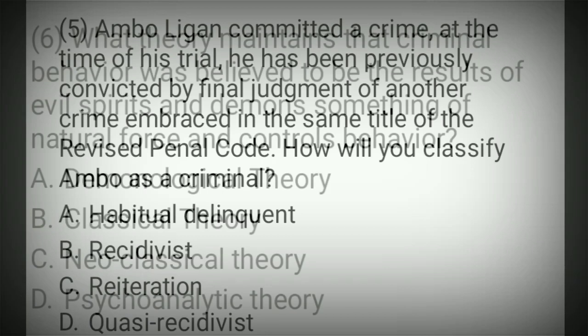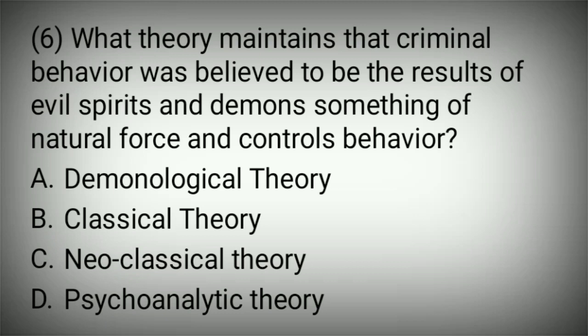Number 6. What theory maintains that criminal behavior was believed to be the result of evil spirits and demons, something of natural force and controls behavior? A, Demonological Theory. Letter B, Classical Theory. Letter C, Neoclassical Theory. Or letter D, Psychoanalytic Theory.